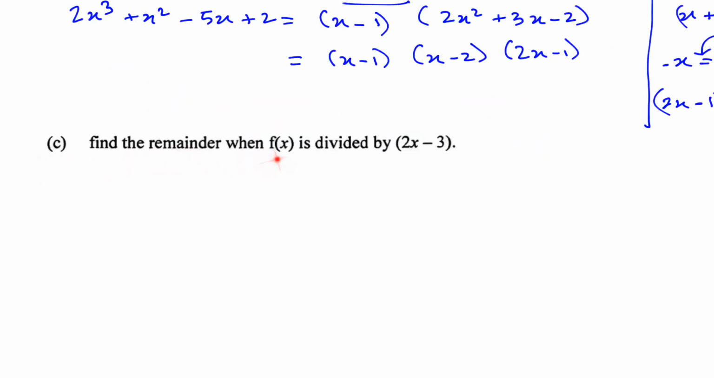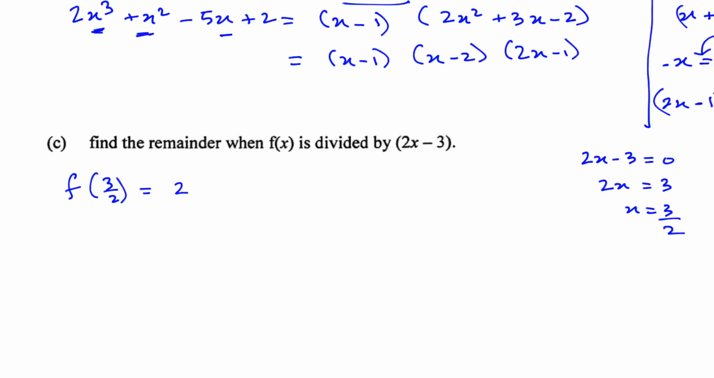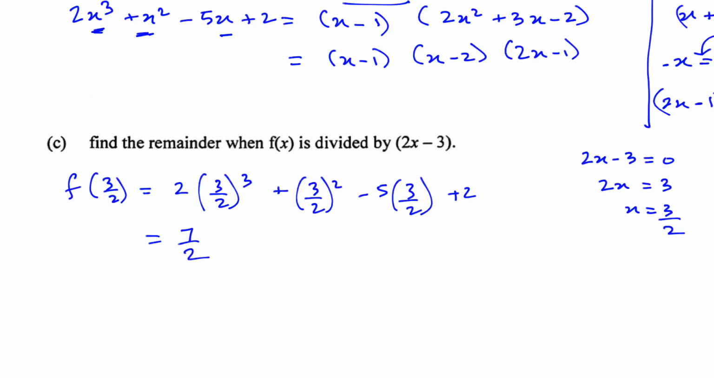Part C, find the remainder when f of x is divided by 2x minus 3. So what value of x are we going to use? We write 2x minus 3 is equal to 0, 2x is equal to 3, x is equal to 3 divided by 2. So we are going to use f of 3 over 2. Wherever there is x, we'll substitute 3 over 2. Put brackets properly. Minus 5 bracket 3 over 2 plus 2. Put the whole equation in the calculator and you will get 7 over 2.